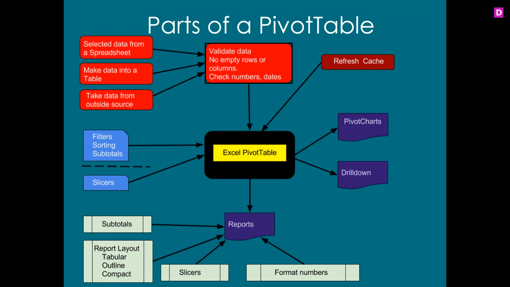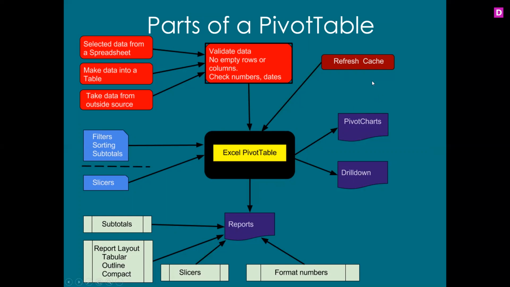Then make the data into a table. Select the data from the spreadsheet and create the table. Subtotal, you have created the subtotal. Report layout: tabular, outline, compact. Format as number, so it will be converted to a number. We will also create the pivot chart, drill down, and the report.